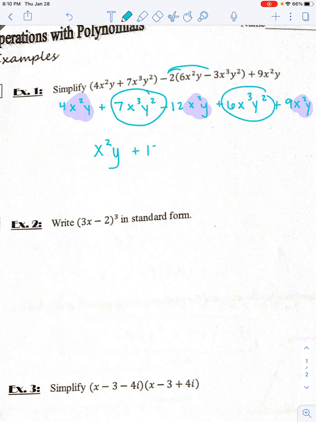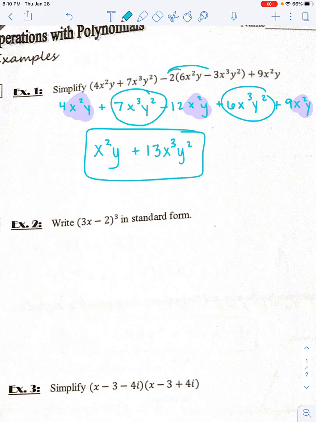All right, and I also have the x cubed y squareds. I've got 7 and 6. That gives me 13x cubed y squared.